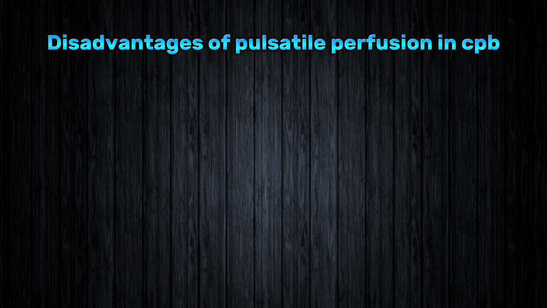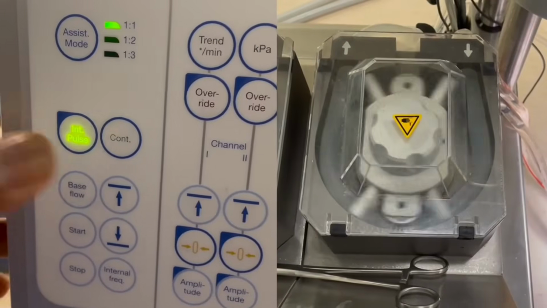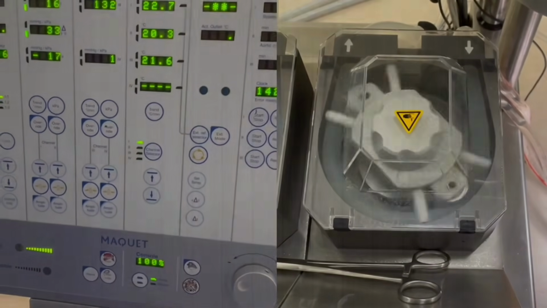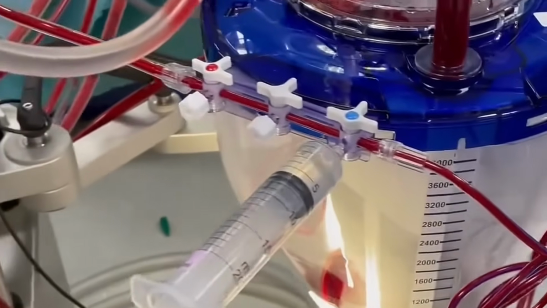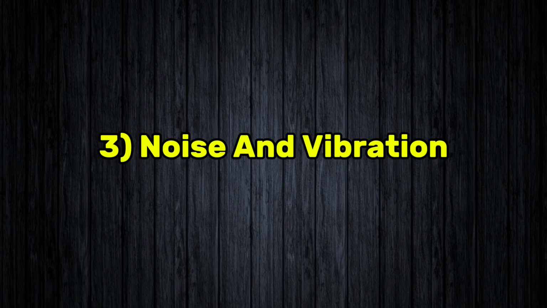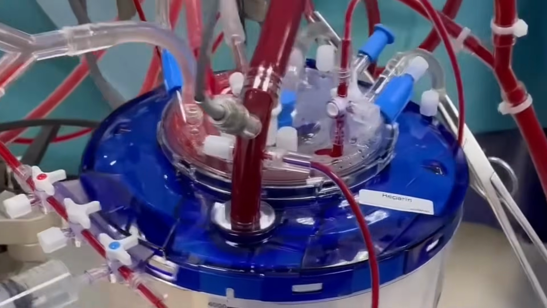Okay, now disadvantages of pulsatile perfusion in CPB. First is technical complexity. Generating pulsatility requires additional modification in pump settings, which adds complexity in perfusion management. Second is increased hemolysis. Pulsatile pumps may cause higher mechanical stress on red blood cells, leading to more hemolysis. Third is noise and vibration. The pulsatile mode sometimes creates more turbulence in the circuit, which can affect the monitoring accuracy.